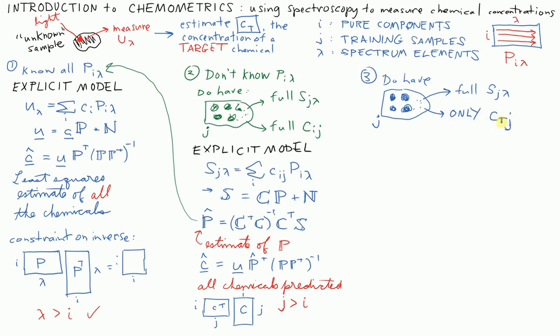So this is just the target chemical measured at all indices J. There isn't a second index I because we're not keeping track of more than just the one chemical. In this case, we have what's known as an inverse model opportunity. We don't have enough information here to use the full model. The full model is that the spectrum is a weighted sum of all the pure spectra. We don't know what the pure spectra are.